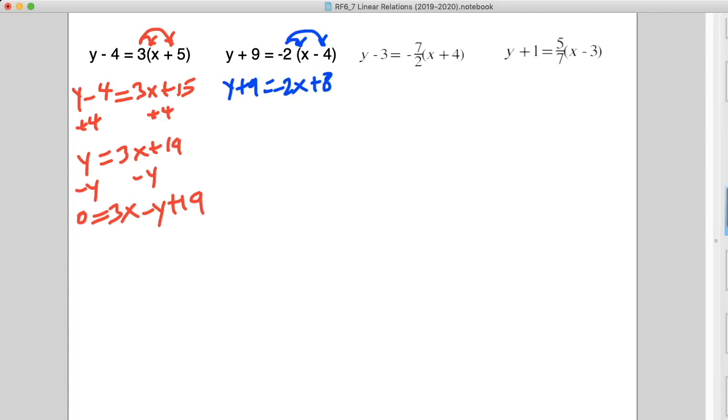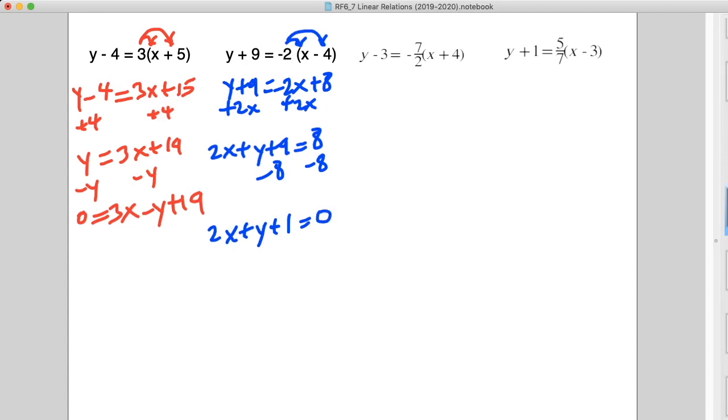Now, since I have a negative 2x here, I'm going to make it positive by moving everything towards the left-hand side. So I'm going to add 2x to start us off. So plus 2x on both the left and the right-hand side. So I have 2x plus y plus 9 is equal to 8. And then I'm going to subtract 8 from both the left and the right side. And I'll be left with 2x plus y plus 1 is equal to 0.